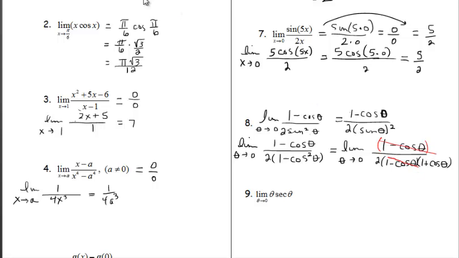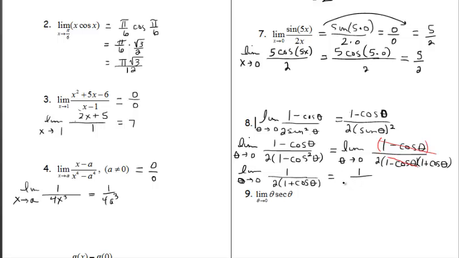These two factors will cancel. A little bit of cleanup. 1 on top, 2 times 1 plus cosine theta on the bottom. We didn't even have to use L'Hopital's rule. Our pre-cal took care of that for us.